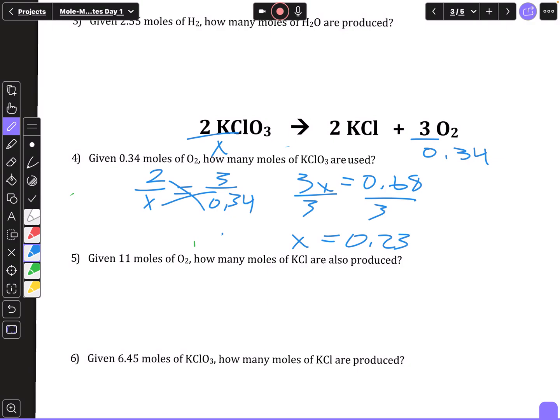You get the same answer no matter which way I do it, so pick the way that you like and stick with that way throughout working all these problems. Now the rest of your assignment is to finish these practice problems.